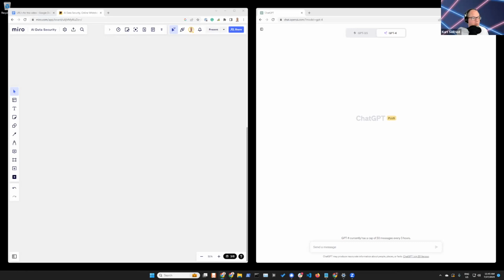So let's clarify the problem a bit. First off, we have an AI provider, and they'll have a front end, and they'll have a large language model on the back end. And obviously, this is grossly simplified for the purposes of this talk. I don't want to get into the weeds.